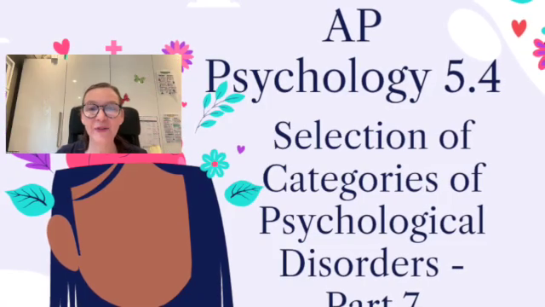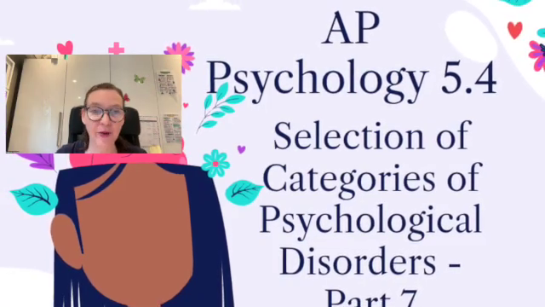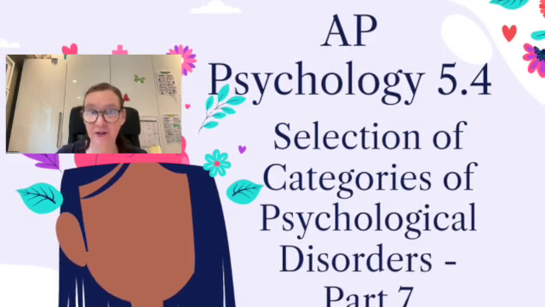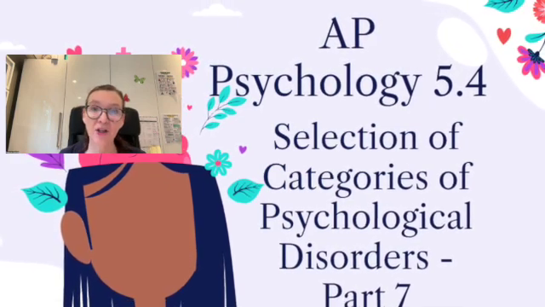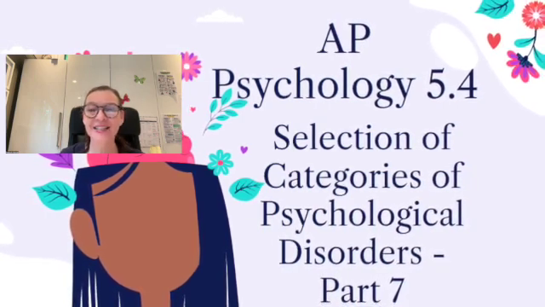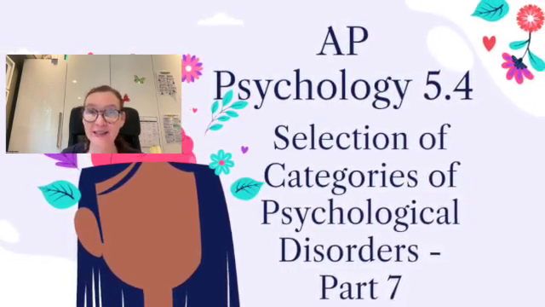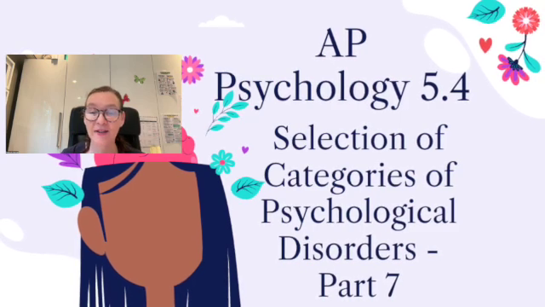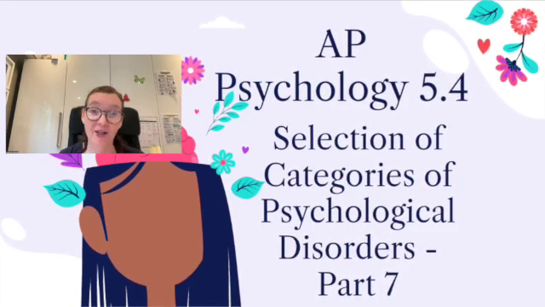I'm Deborah Hanson, and today we're going to be looking at AP Psychology 5.4, Selection of Categories of Psychological Disorders. For this section of Unit 5, there are 10 CED questions. Yep, 10, that's what I said. So this is part 7, so there's going to be 10 separate videos, one for each question. This video is about CED question number 7.